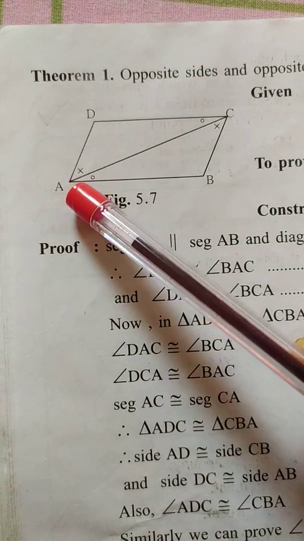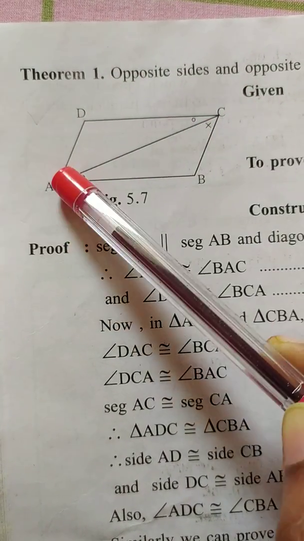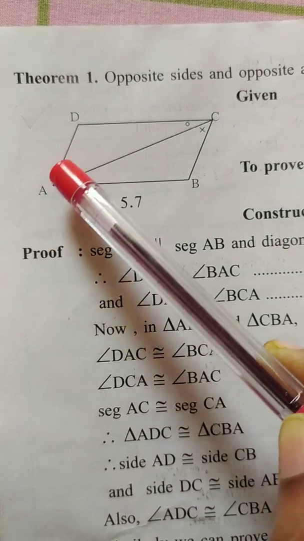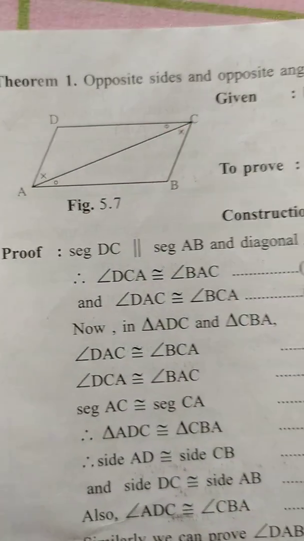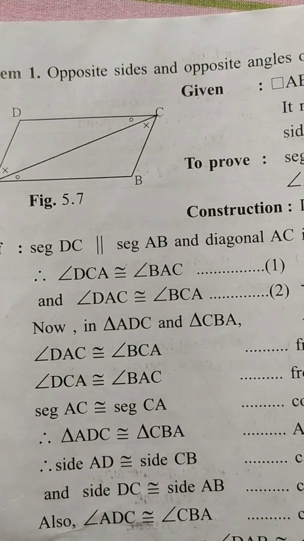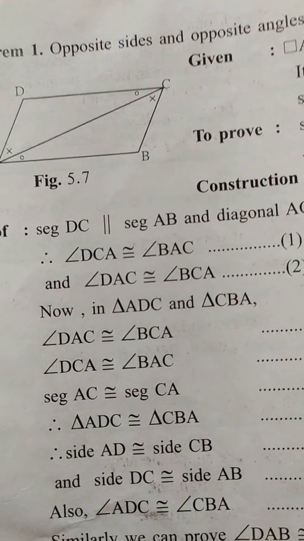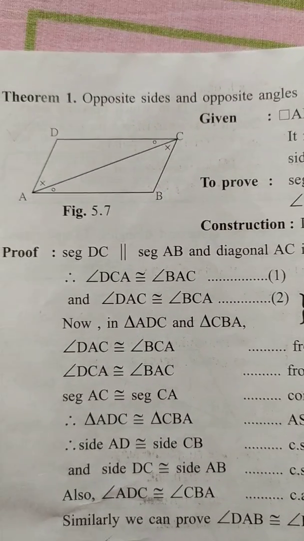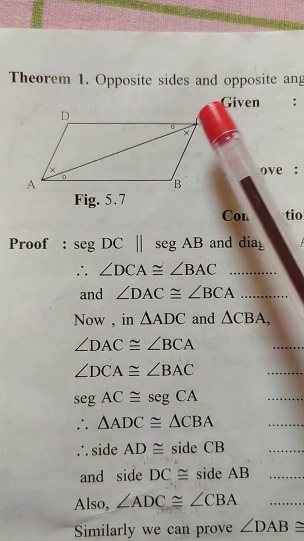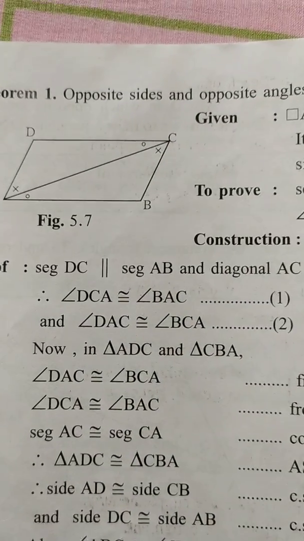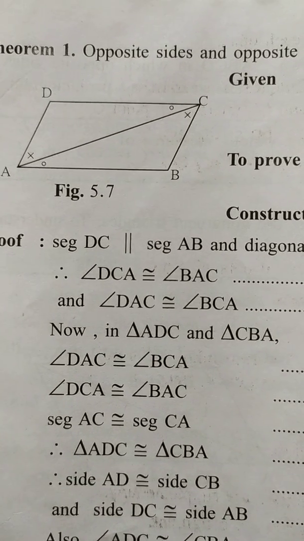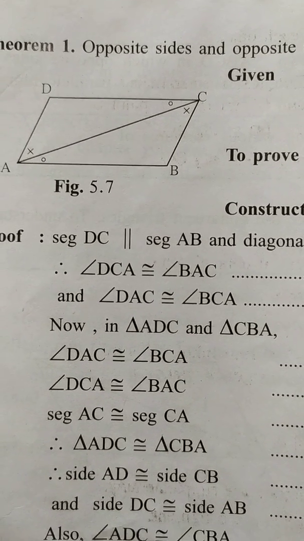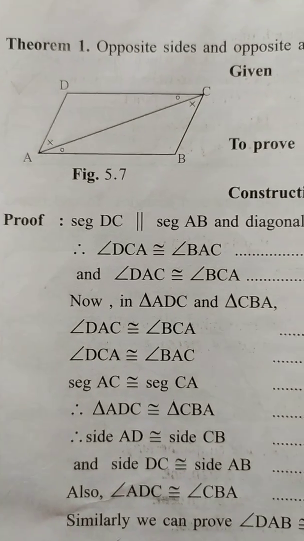Opposite angles: angle ADC should be congruent to angle ABC, and angle DAB should be congruent to angle DCB. These are the two pairs of opposite angles which have to be congruent. For construction, we draw diagonal AC. Now the proof. How do I prove that the opposite sides are congruent and opposite angles are congruent?